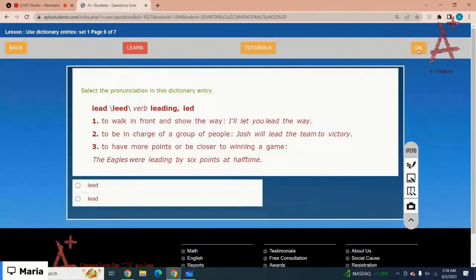Select the pronunciation in the dictionary entry. Lead, but you pronounce led. You don't pronounce A. It would be led. So you have to look at the pronunciation entry. Which is the pronunciation entry, option one or two? The pronunciation entry would be option number one.